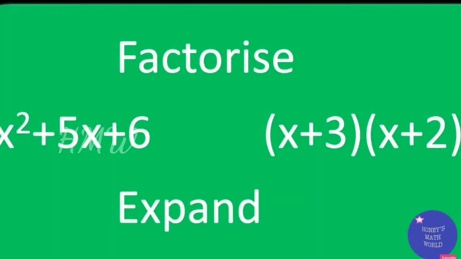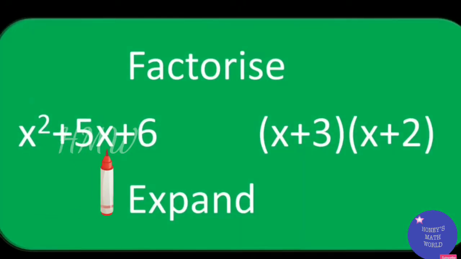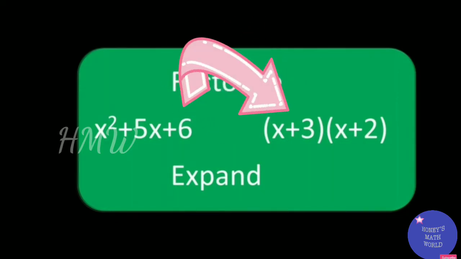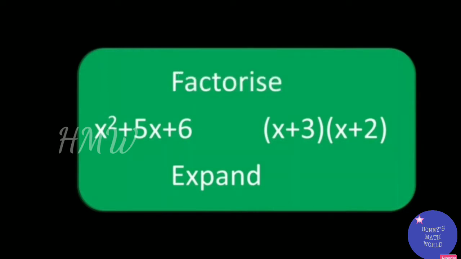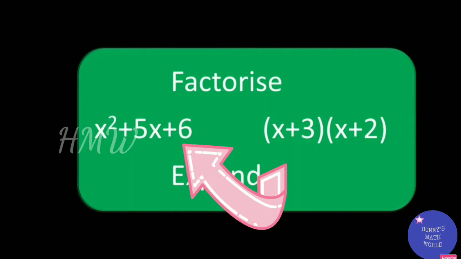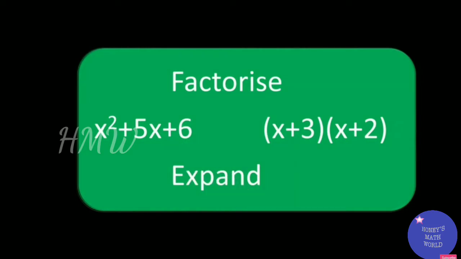For example, look at this, x square plus 5x plus 6 is equal to (x plus 3) into (x plus 2). How do you know that (x plus 3) into (x plus 2) are the factors of x square plus 5x plus 6? That is, when you multiply (x plus 3) and (x plus 2), you get x square plus 5x plus 6. This process of finding the factors is called factorization.